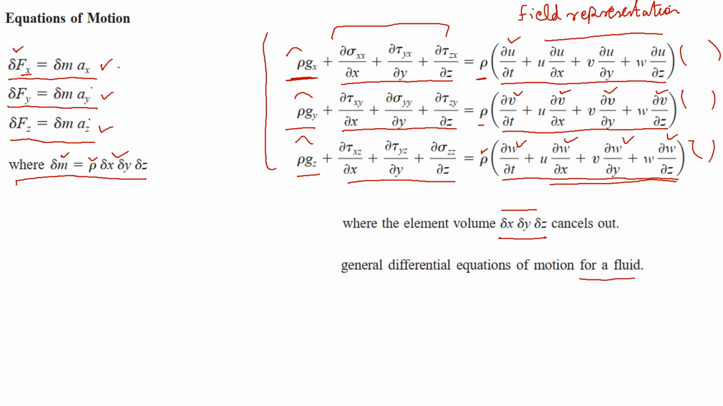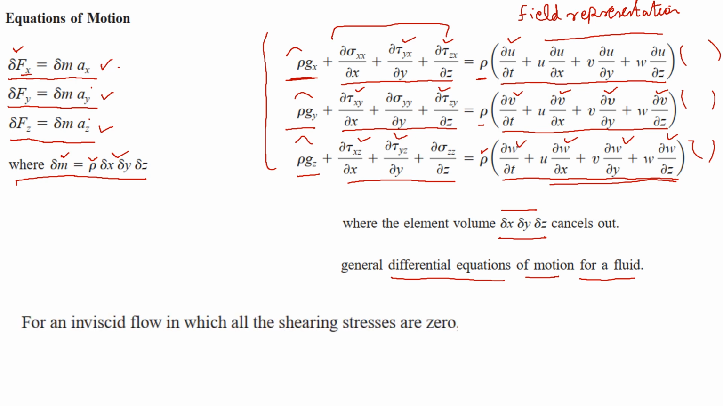These are the general differential equations of motion for a fluid. So now let's put some conditions on these equations, and let's say we are going to derive these equations for inviscid flow, in which the viscosity is 0. If we take the viscosity as 0, the shear terms will be neglected from this equation. So now let's write an equation for an inviscid flow in which all the shearing stresses are 0, and see what our general differential equation of motion will look like when we apply this condition. So let's see that.